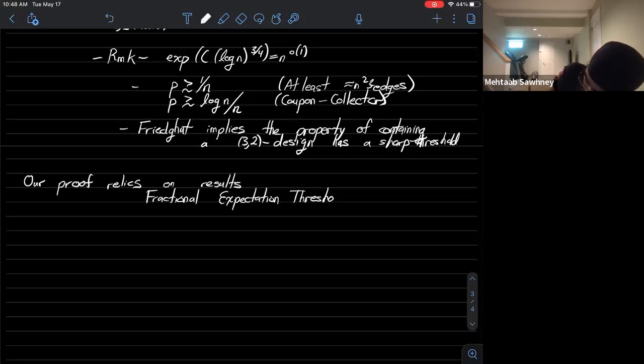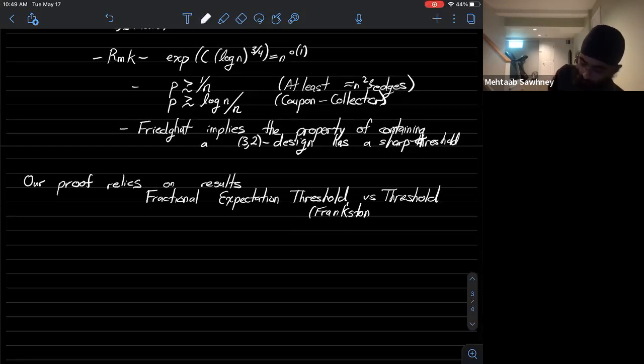Versus the threshold. So these are results which somehow give you control of the threshold for general monotone properties via certain potentially easier to control quantities called the expectation threshold. So this was proved by Frankston, Kahn, Narayanan, and Park.